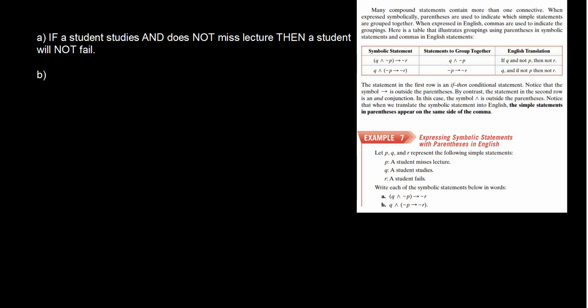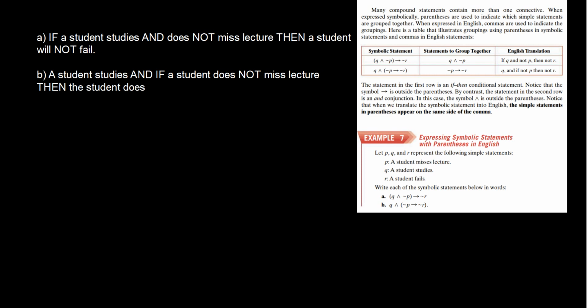So we have Q, a student studies, and then we have if a student, and then not P, does not miss lecture, then the student does not fail. Right. And I think that, yeah, that's about the best I can break it down.